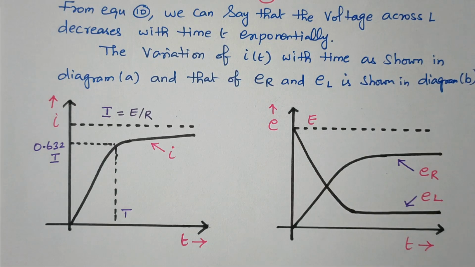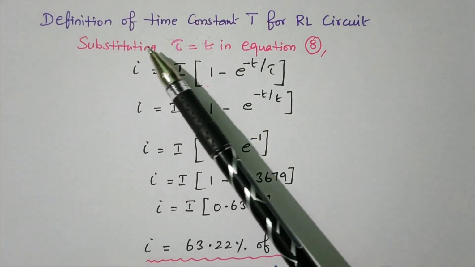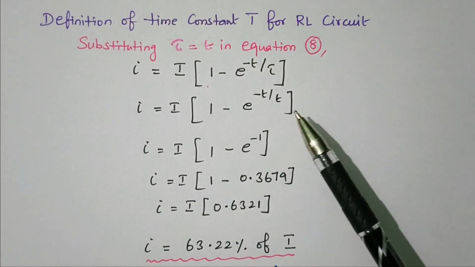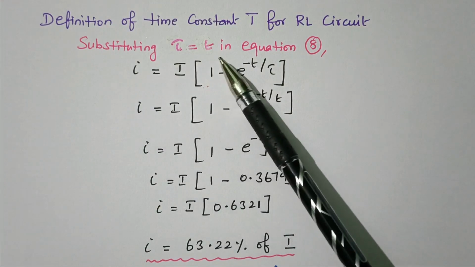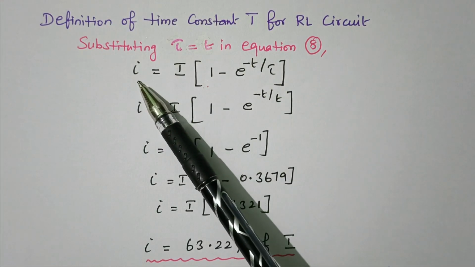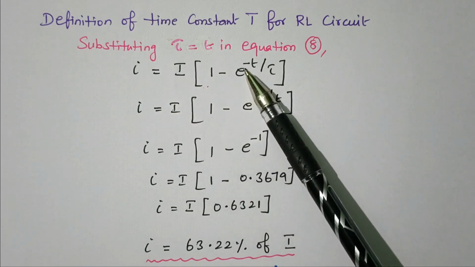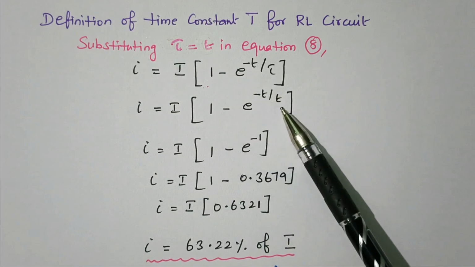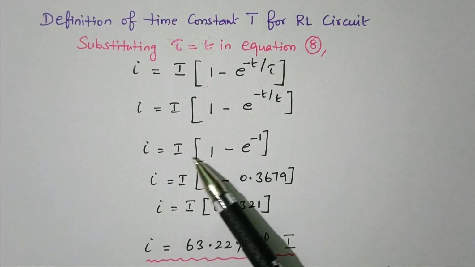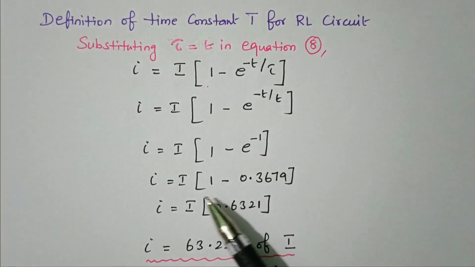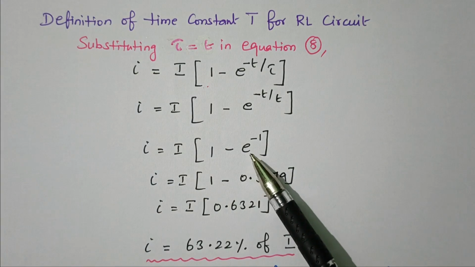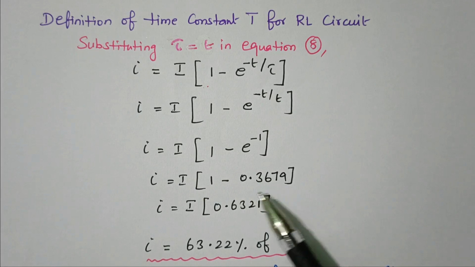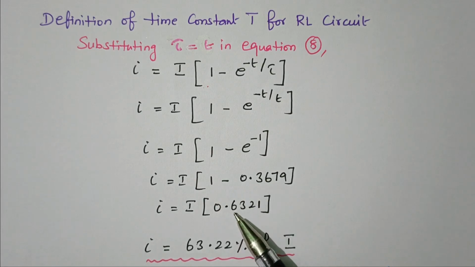Now we'll go for the time constant of RL circuit. Now the definition of time constant T for RL circuit. Substitute tau equal to T in equation 8. So i equal to I into 1 minus e power minus t by tau. Now we are replacing tau equal to t. So minus t by t is nothing but minus 1. i equal to I into 1 minus e power minus 1. So that is i equal to I into 1 minus, this is nothing but 1 by e. Either e power minus 1 or 1 by e, that value is 0.3679. So 1 minus this value is 0.6321.